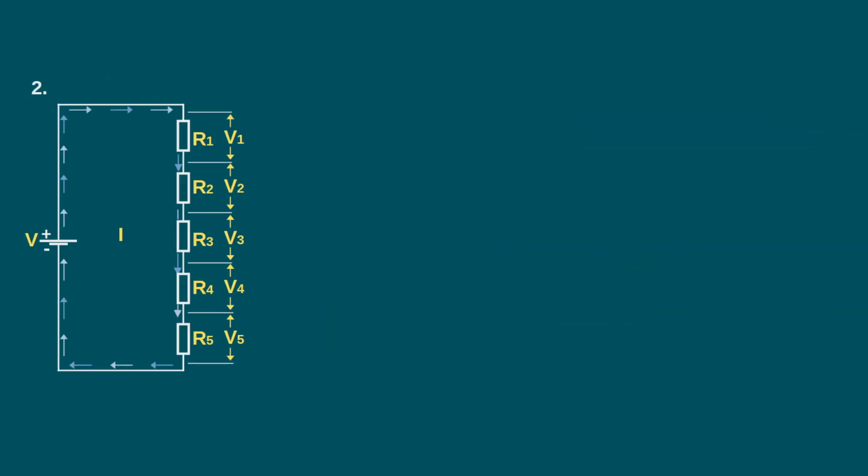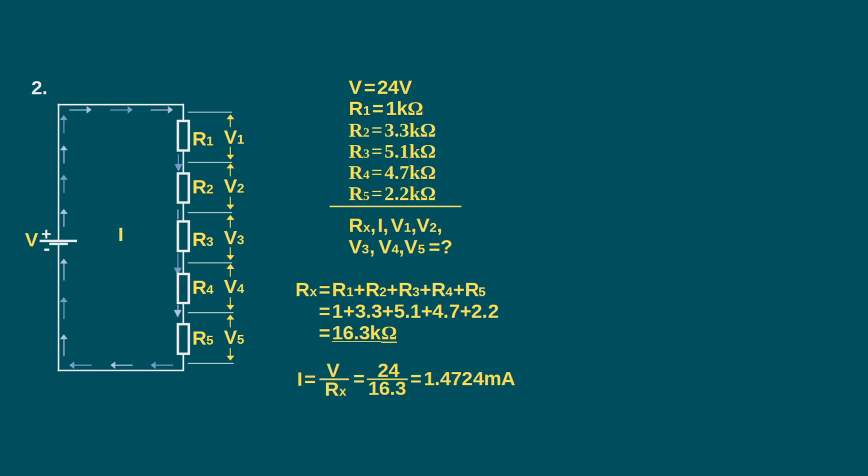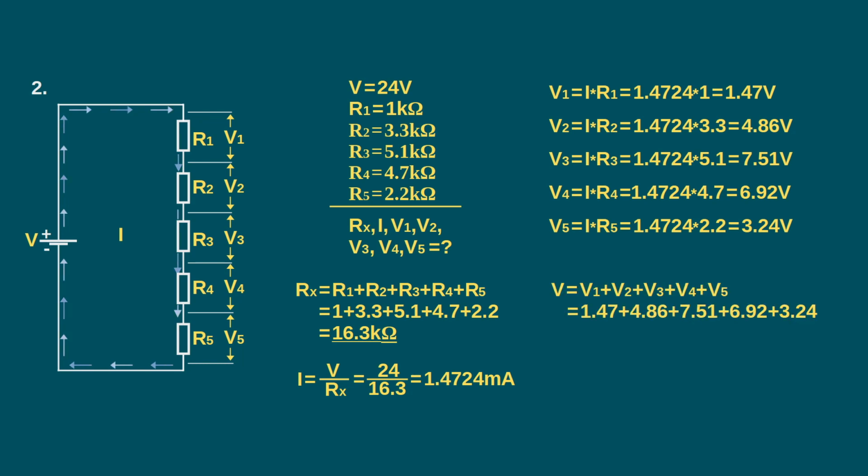Let's go to another example that looks a little more complex, but isn't. We have a series circuit of 5 resistors, and we need to calculate the current and all voltages. We'll go a little faster. We calculate the total resistance again. Then the current through the circuit. Then the voltages. And finally we add them up for control. So, we did it.